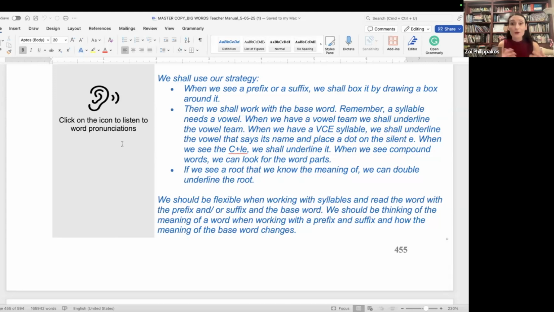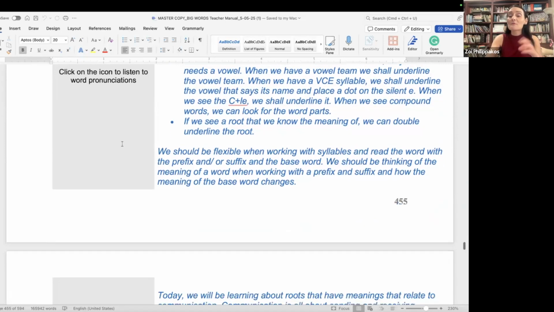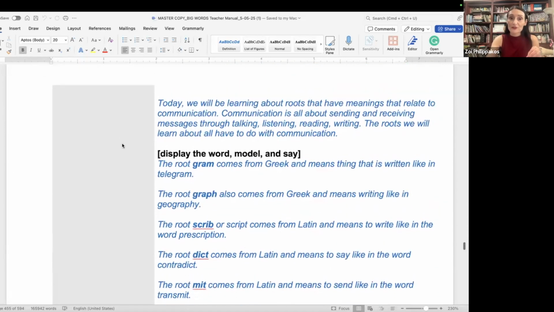When we see compound words, we'll look for the parts. If we see a root that we know the meaning of, we can double underline the root, so that way we can differentiate it in that word. Again, if we can read those parts. If we can't, we need to use our strategy. We should be flexible when working with syllables and read the word with the prefix, the suffix, and the base word. We should be thinking of the meaning of the word when working with a prefix and a suffix and how the meaning of the base word will change.